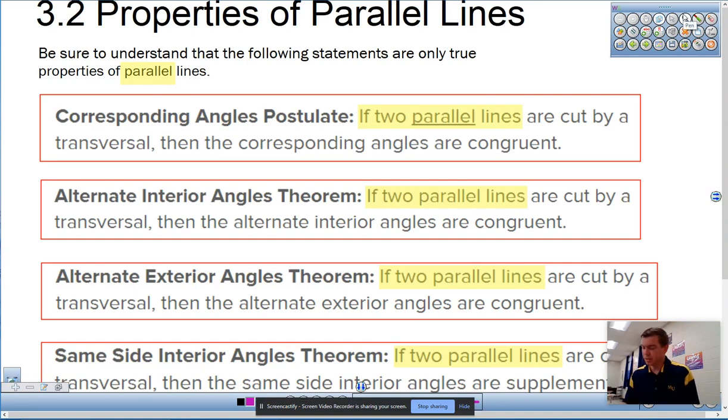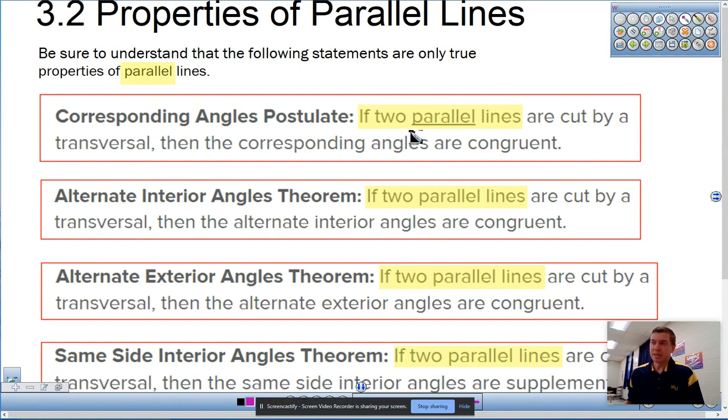Good morning. Today we are going to discuss the properties of parallel lines. Last time we talked about the angle relationships that are formed when a transversal cuts through more than one line. Now we're going to talk about what those angle relationships are specifically when the lines are parallel. So we should remember what corresponding angles are.